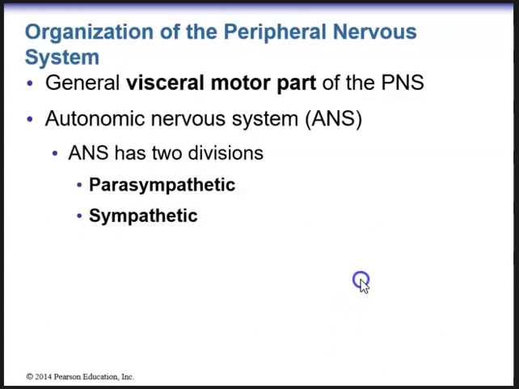So the first part of the peripheral nervous system that we're going to talk about is the most known, though not the most widely understood. We're going to talk about the general visceral motor part of the peripheral nervous system. This is also known as the autonomic nervous system, and we talked about the autonomic nervous system a lot during this course. So the ANS has two major divisions. We have the parasympathetic nervous system and the sympathetic nervous system. So parasympathetic, we talked about being responsible for our rest and digest functions, and sympathetic nervous system being responsible for the fight or flight responses.